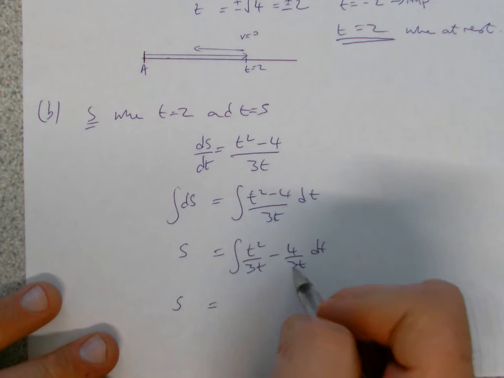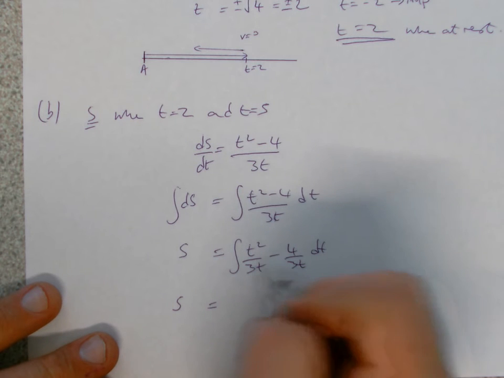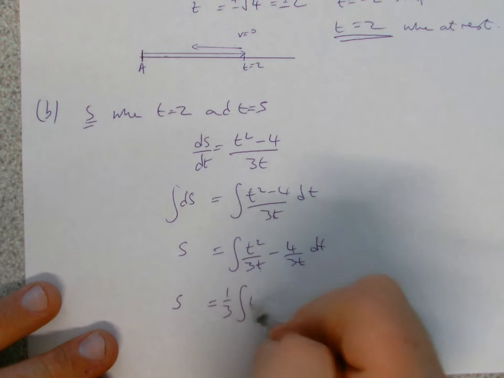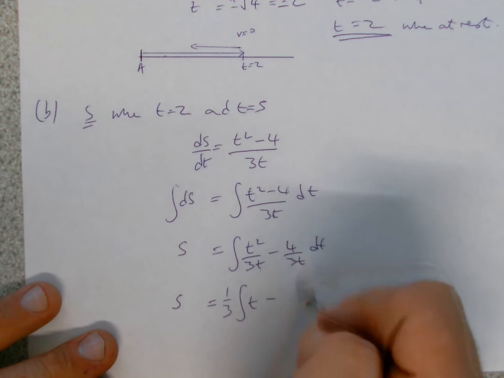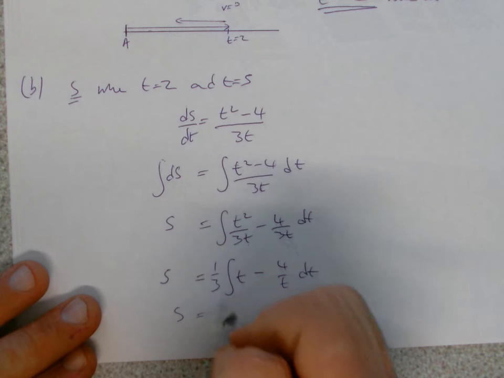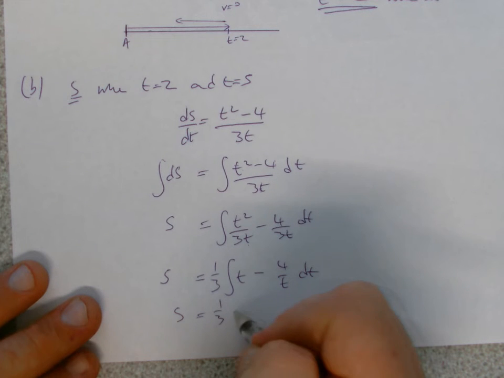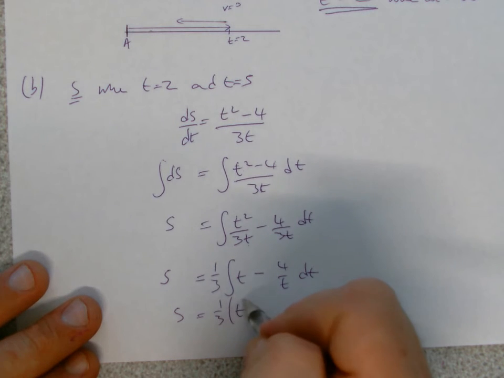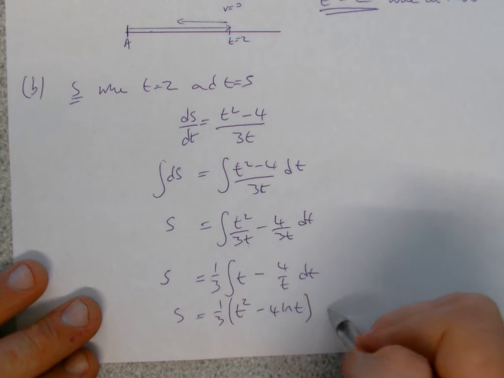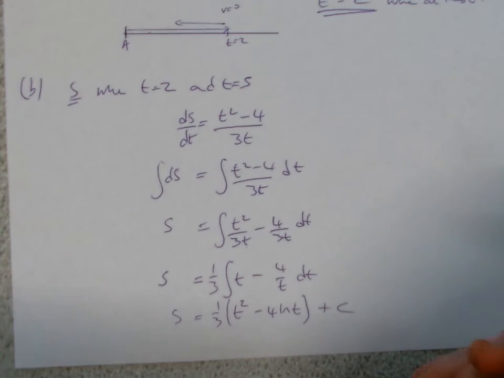Another thing I might do as well is take out a third, because you can see that there's a third as a factor, and t squared over t is just t, and then you're left with 4 over t, which is quite nice. Integrate this: 1/3 t squared, and of course when it's 4 over t, that's ln, isn't it? So it's minus 4 ln t, and then of course your plus c at the end, your constant.